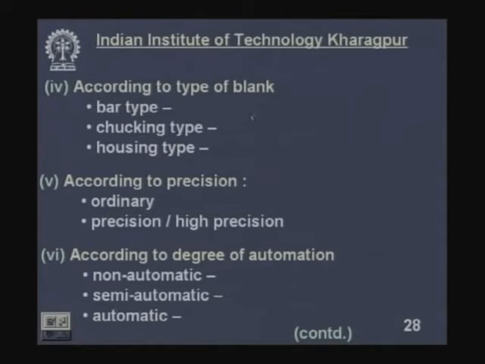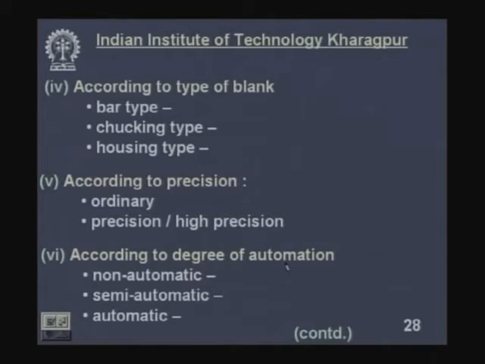Then according to type of blank, blank may be bar type, chucking type, and housing type. Housing type are generally big machine tools. According to precision, ordinary or precision, even high precision. This way machine tools can be classified.